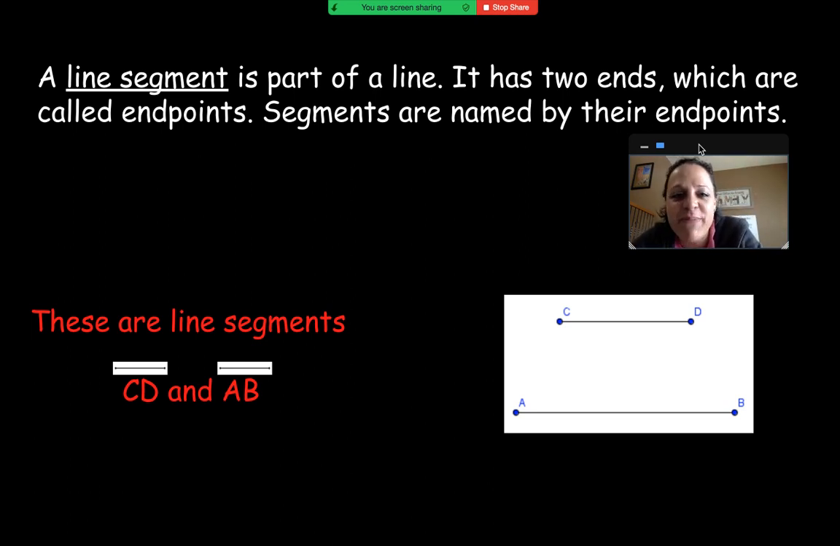Okay, a line segment is part of a line. It has 2 ends, which are called endpoints. Segments are named by their endpoints. So you do not see an arrow when it's a line segment. So it's just taking a segment or a part of a line and we're blocking it off. So this is line segment CD and line segment AB. When we show that, notice there are no arrows. So line segment CD, line segment AB.